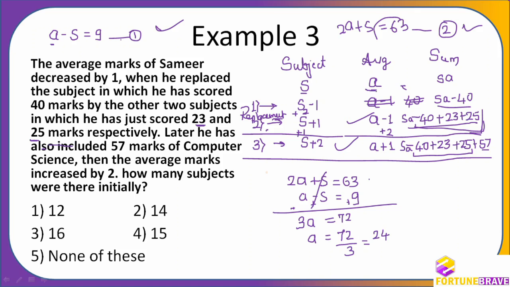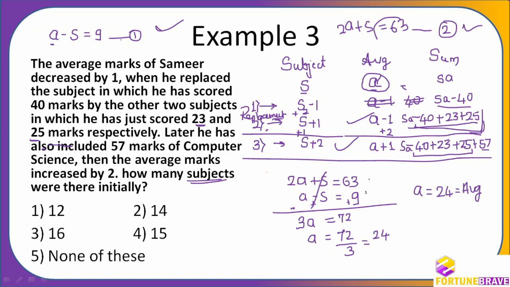Here A we have taken as average, but that is not what we want, my dear friend. A is equal to 24, which is equal to the average, but we need to find out the subjects. So how do I find out the subjects? I am going to replace any of the A with this, and then I will get the answer.